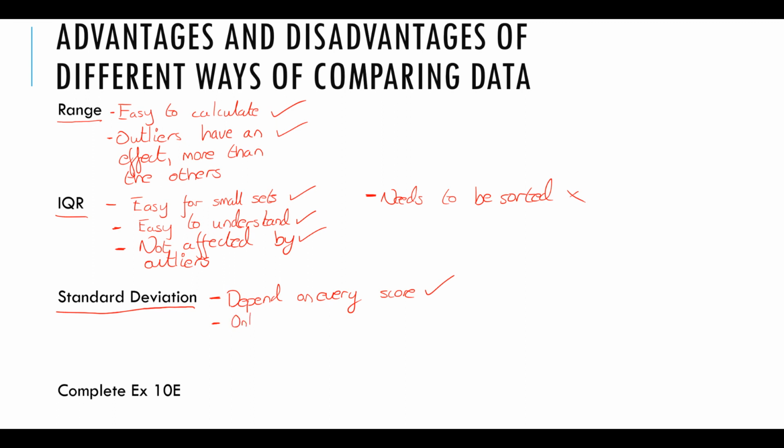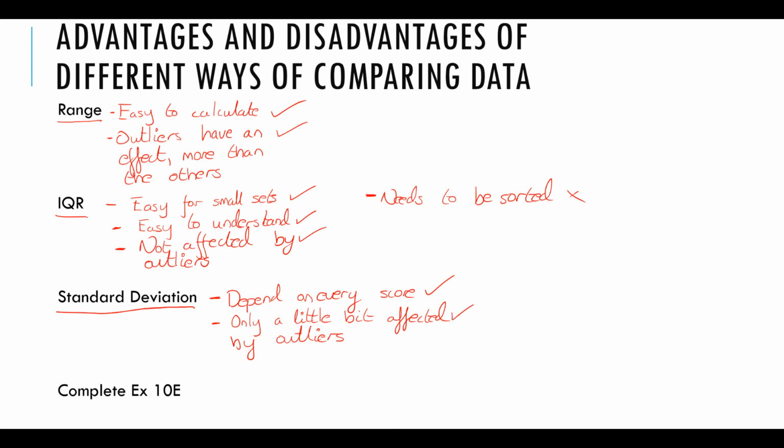So I'm just going to summarize that as it's only a little bit affected by outliers. So better than the range, not quite as good as the interquartile range in terms of how much outliers have an effect. What are the disadvantages?